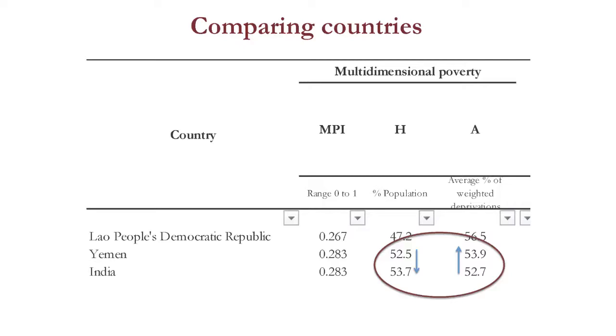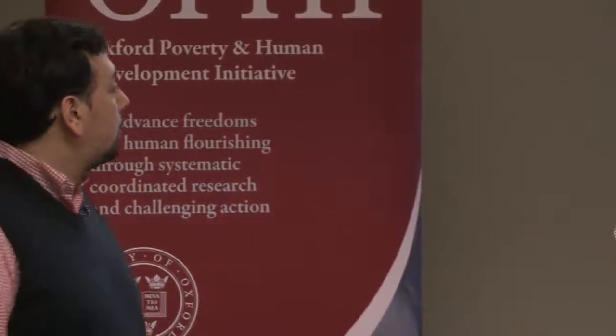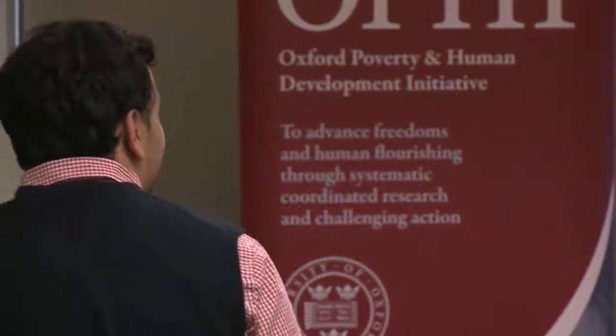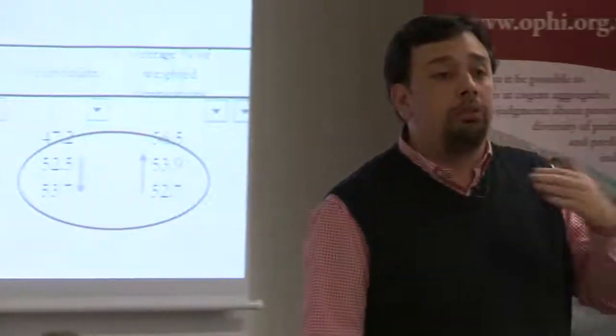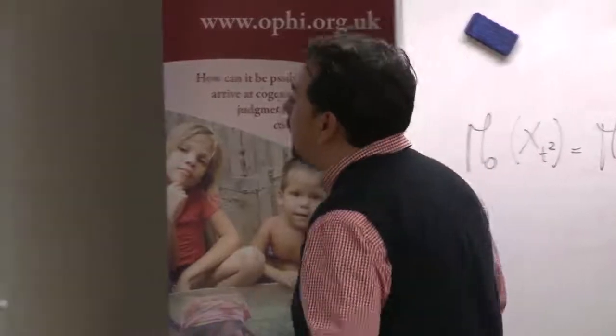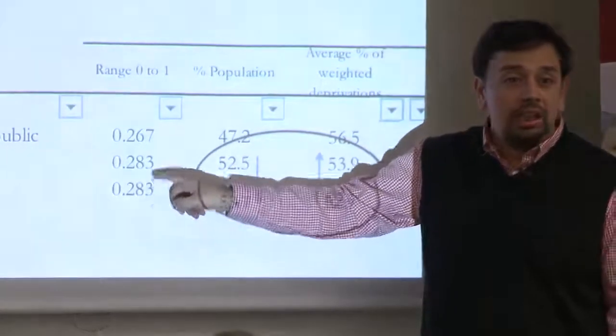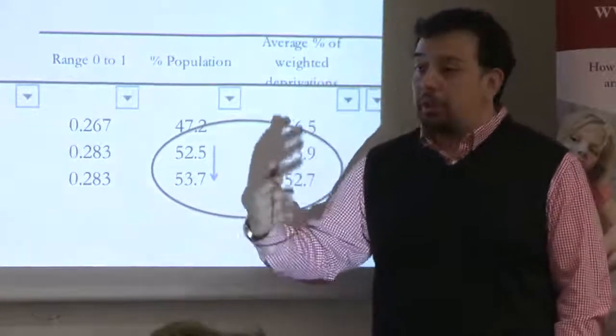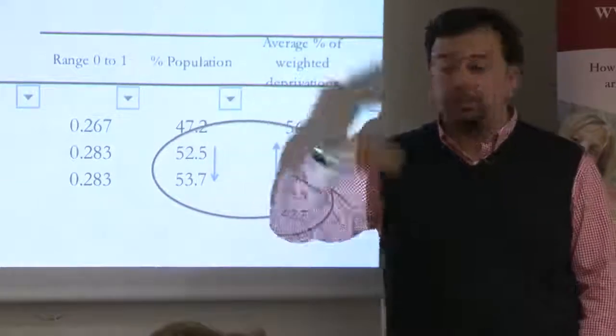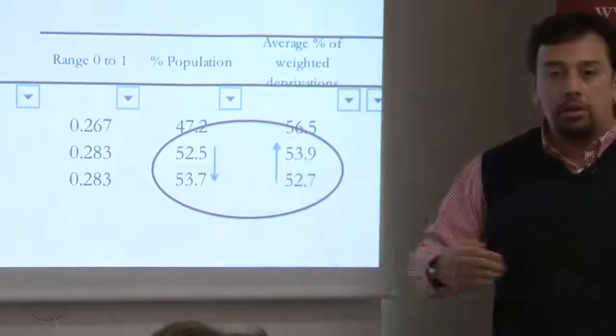When you compare Yemen and India, who is poorer? Who is the poorest country in this example? Why? You need to provide all the information, and you need to accept that sometimes you cannot reach a full conclusion. You need to go further. In this case, the MPI is the same. So we will say the level of multidimensional poverty for those countries is exactly the same. Region 1 and region 2, country 1, country 2. We have to give the next step.